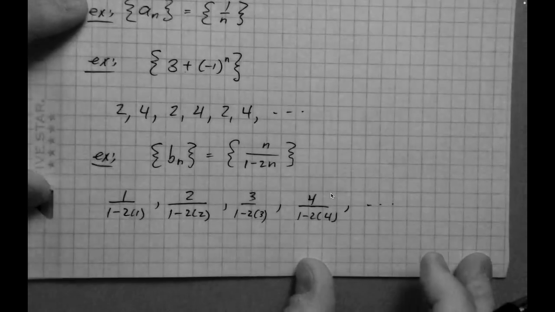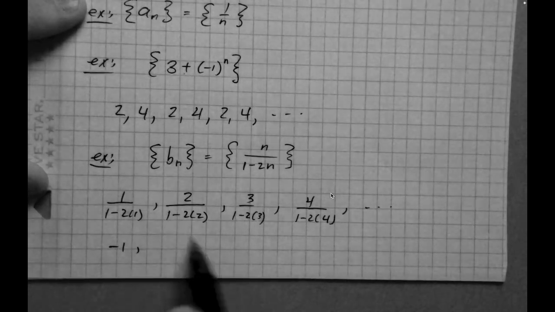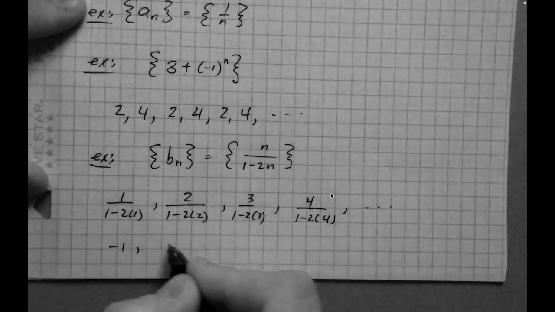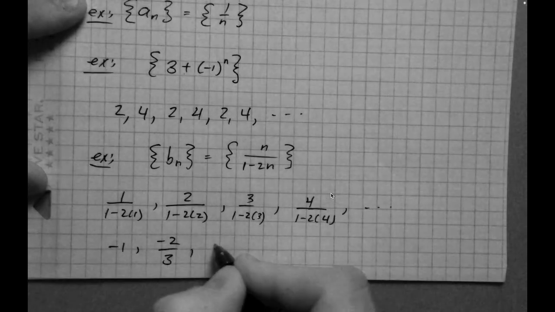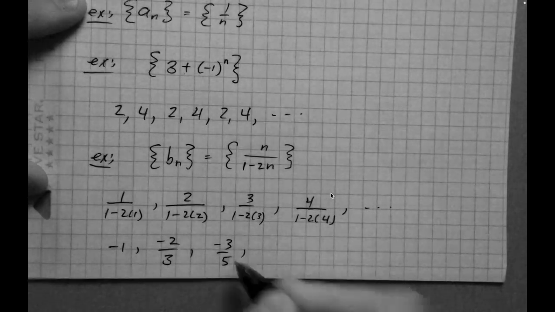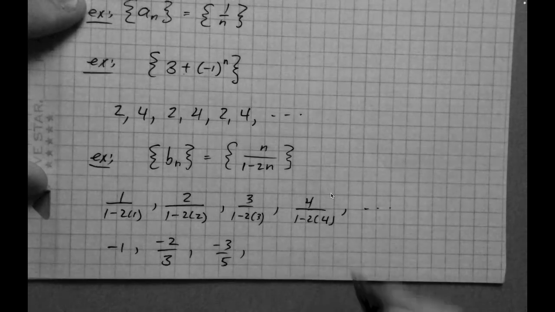All right, and what do these amount to? Well, this first one is negative 1. Second one is negative 2/3. And then it's negative 3/5. And then this guy here is negative 4/7.